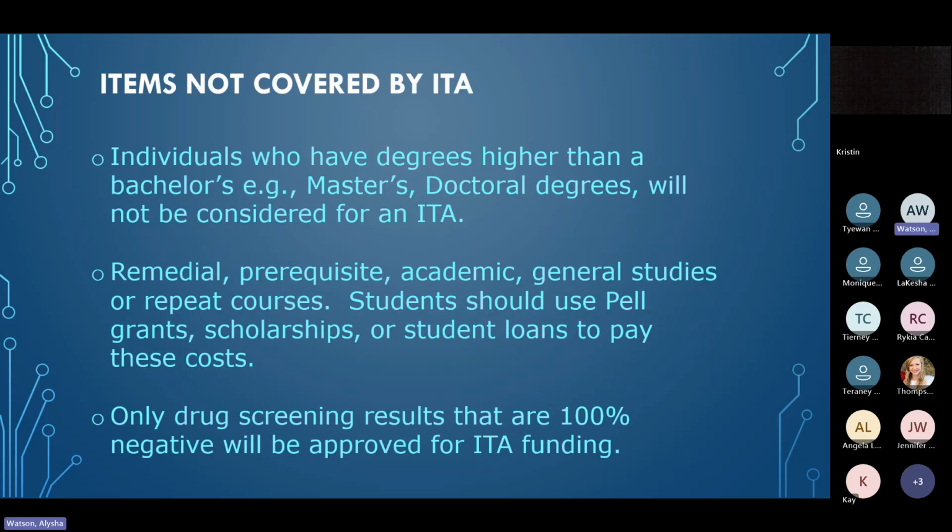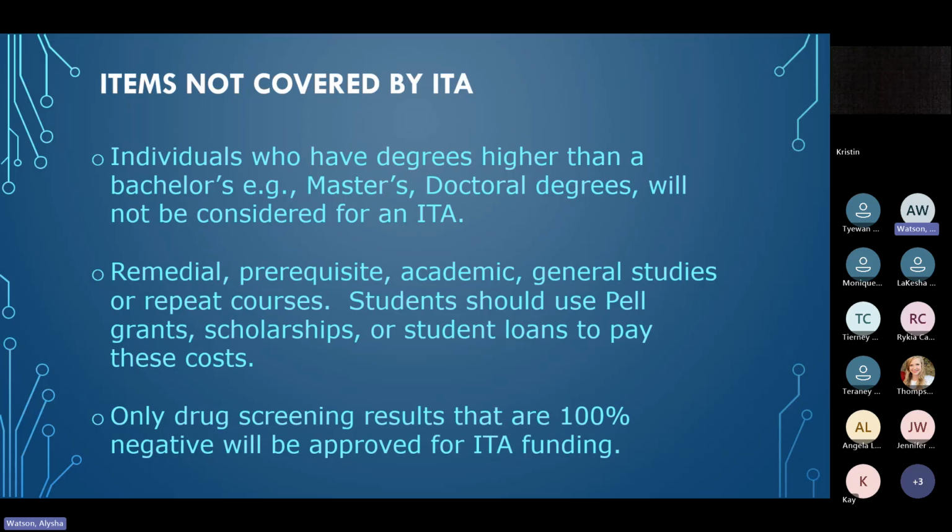All right, so here we have some items that are not covered by an ITA. Individuals who may have degrees higher than a bachelor's degree, such as a master's or a doctoral degree, will not be considered for an ITA. Remedial prerequisite academic general studies or repeat courses are not covered. Students should use their Pell Grant scholarships or student loans to pay for these.